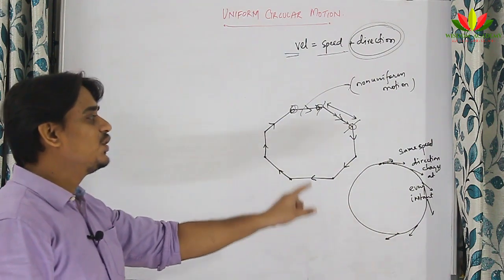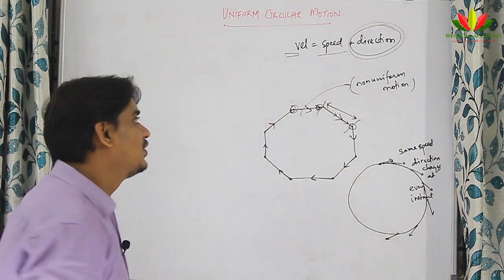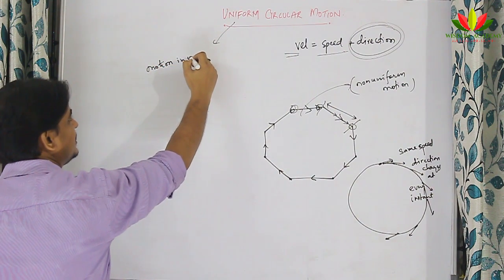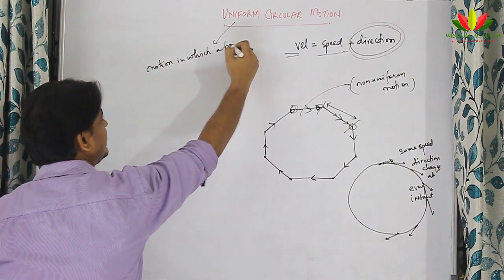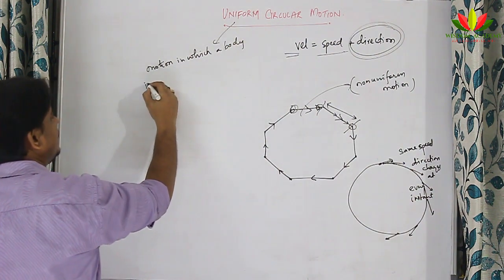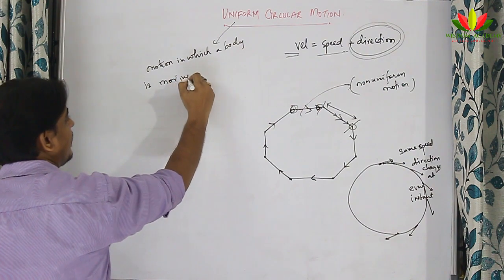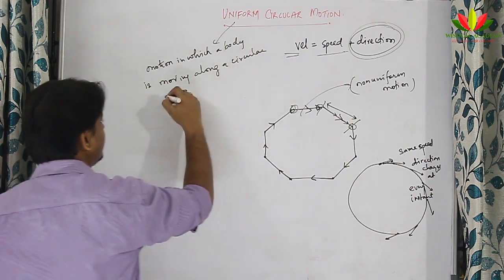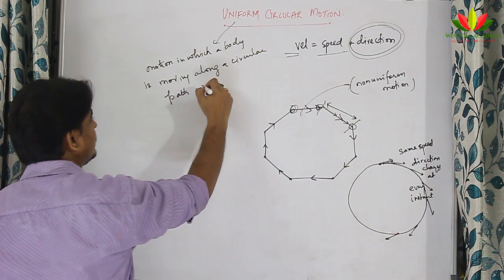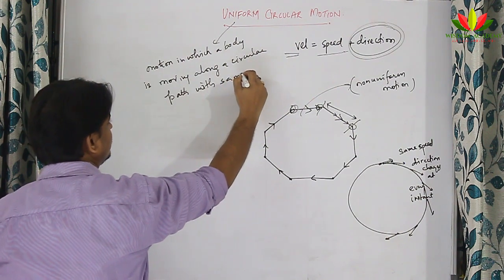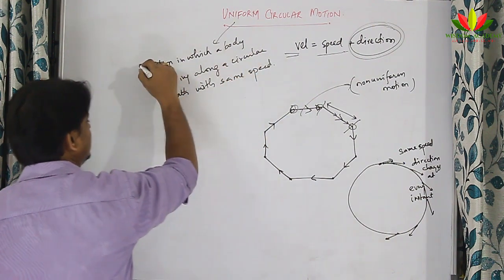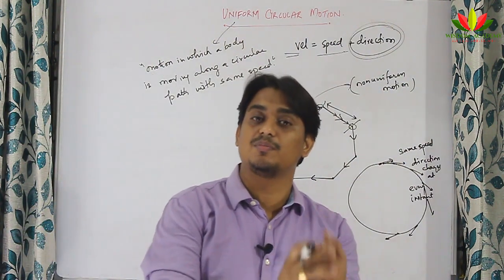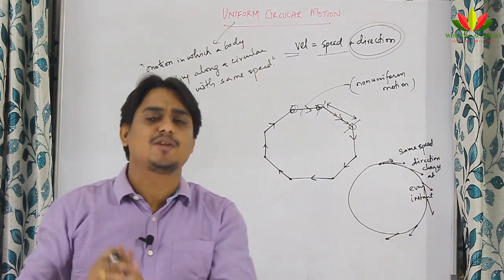So this is uniform circular motion. So what is uniform circular motion? Motion in which a body is moving along a circular path with the same speed. Sometimes they often ask in examinations, is uniform circular motion an accelerated motion?